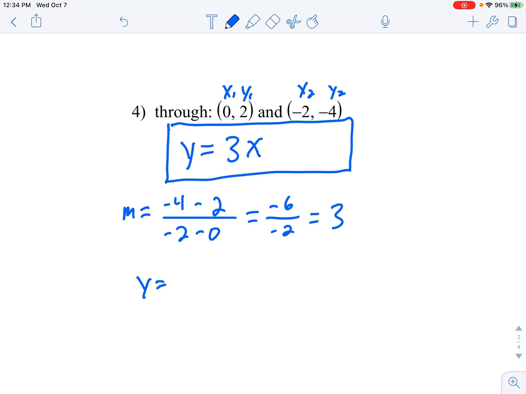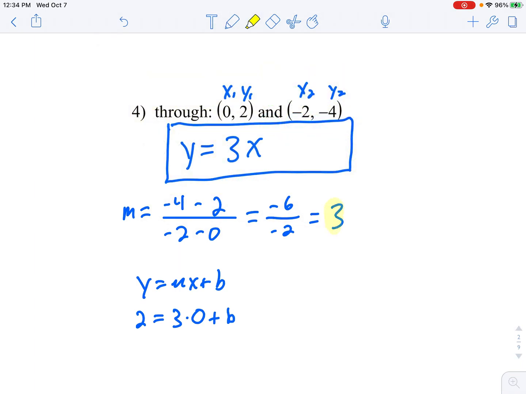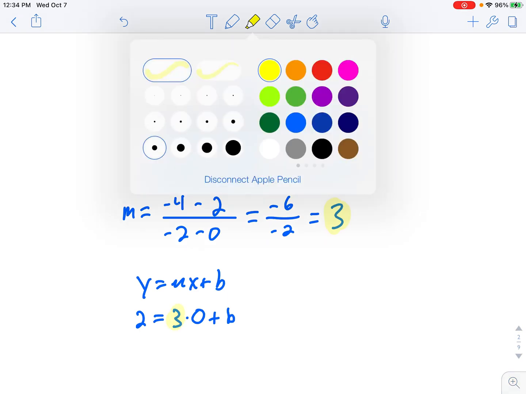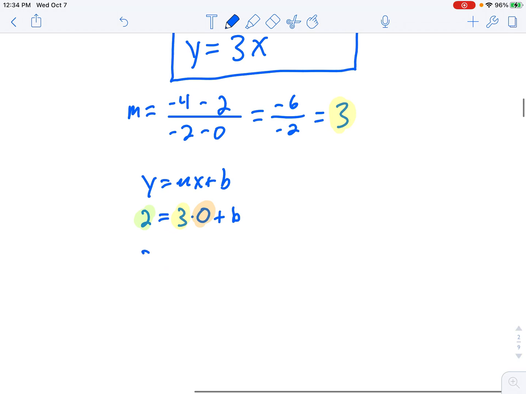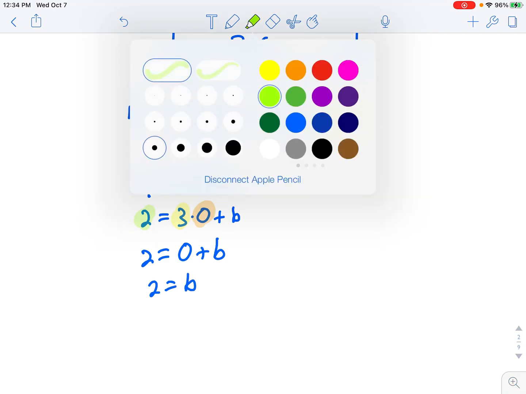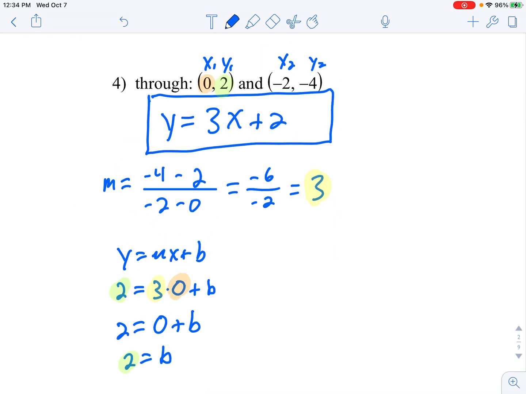Next, I need to calculate the b. So y is 2, m is 3, x is 0, plus b. Once again, I don't know if you really need this, but I'll do it. The 3 went there, the x value 0 went here, and the y value 2 went there. Now I need to work this out. 2 equals 3 times 0. Well, 3 times 0 is 0, and 0 plus b is just b. So it looks like b works out to equal 2. So I put a +2 here, and I'm done.